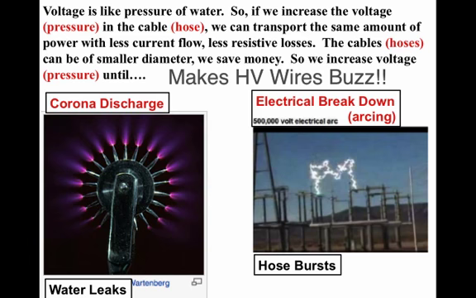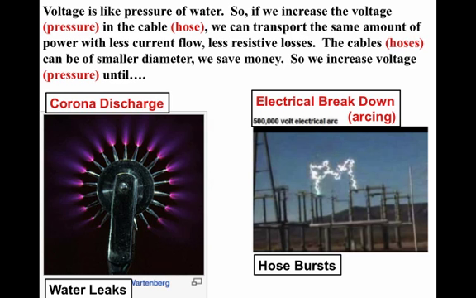And so what's going to happen is, in designing your long distance electrical transmission lines, you're going to boost the voltage up until you get to a point where your corona discharge is losing money for you.